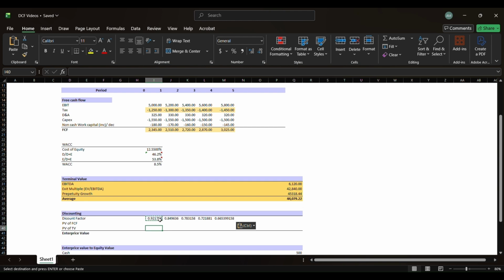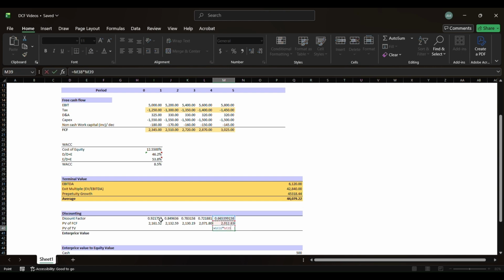And now you have to discount these numbers from the free cash flows. This into free cash flow, and drag it from year 5. So now you have to calculate the present value of the terminal value. It will get the discount rate into this number, which is the average of the exit multiple and perpetual growth rate. So you get 29,330.